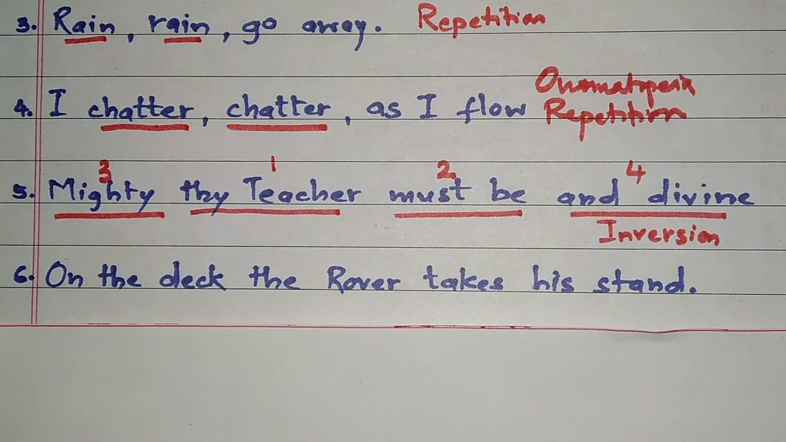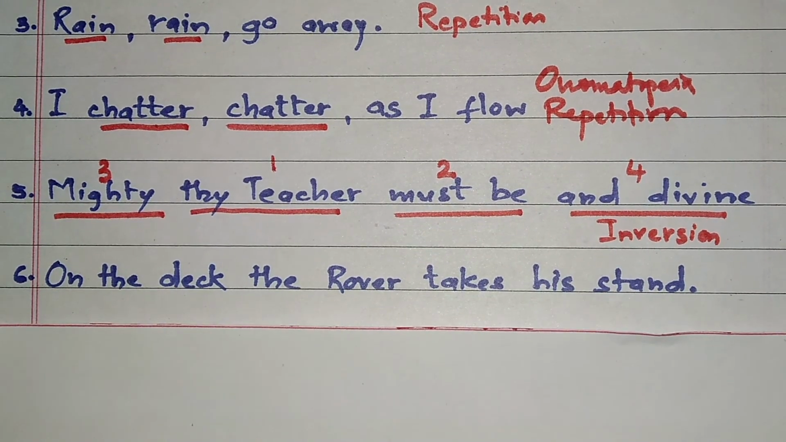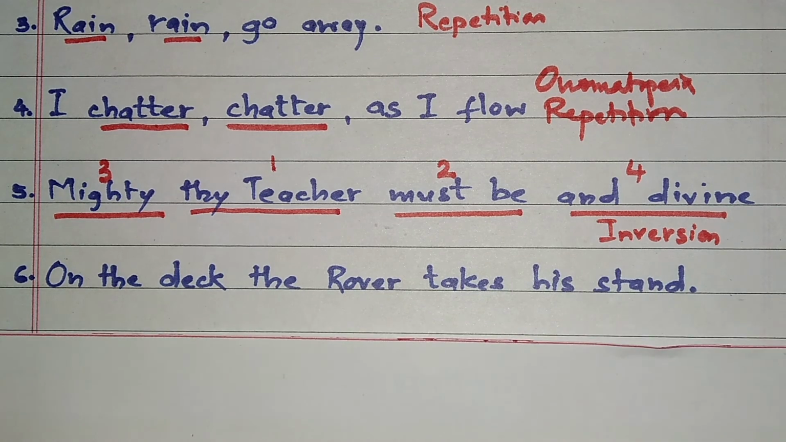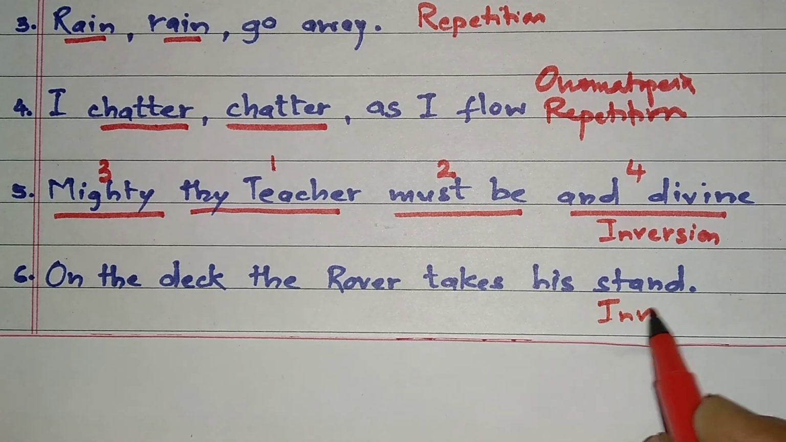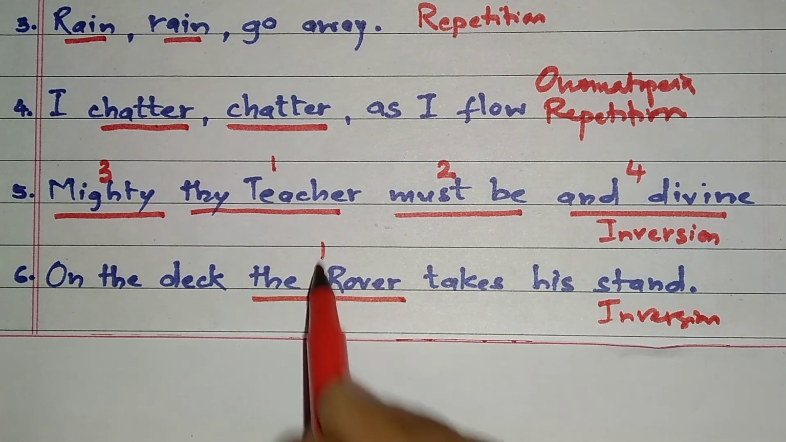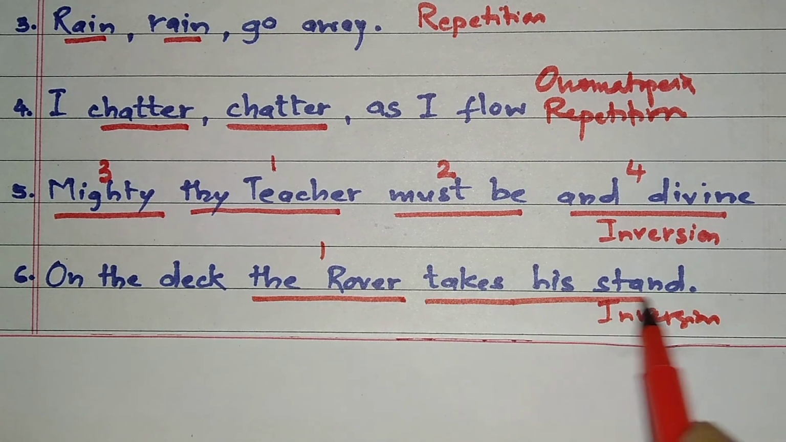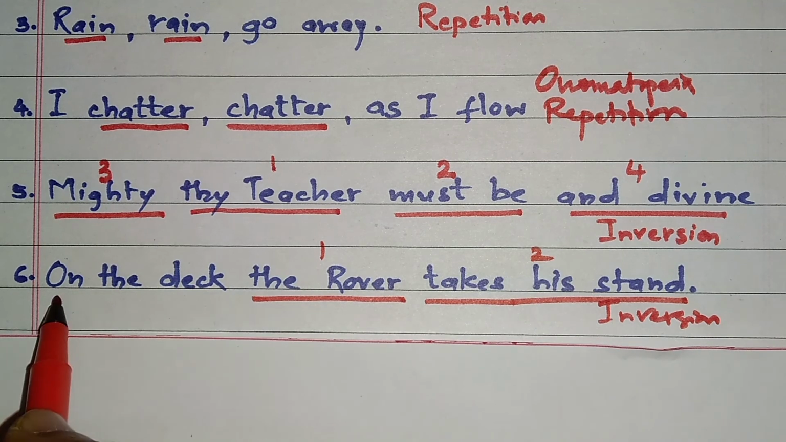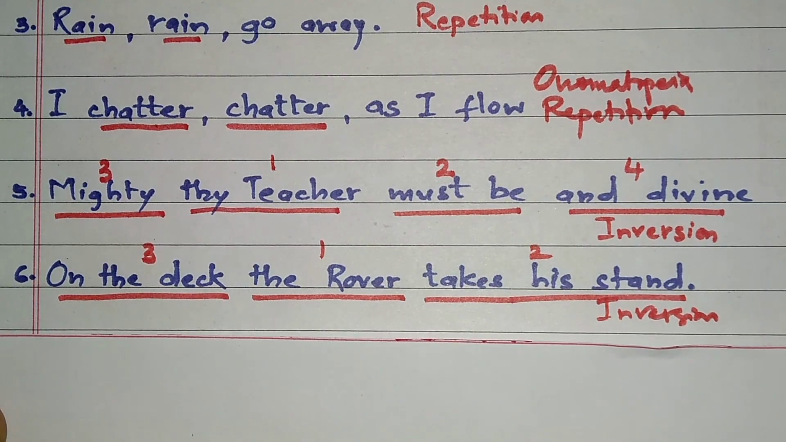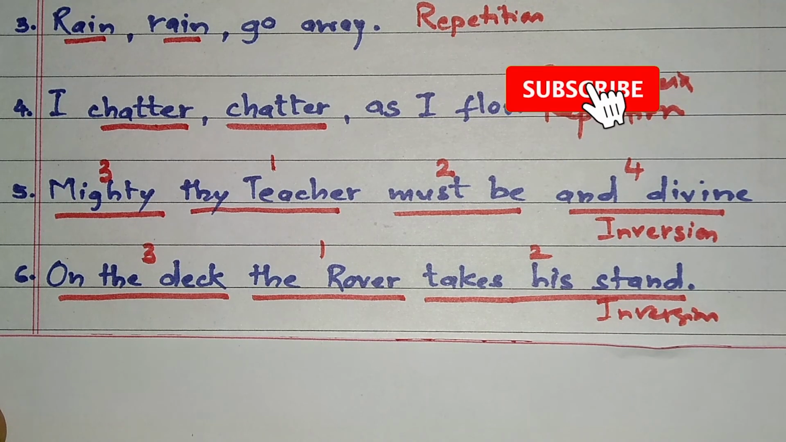Next line. On the deck, the rover takes his stand. Again, friends, the words are not in correct prose order, and therefore the figure of speech is inversion. So what is the correct prose order? The rover takes his stand on the deck. So friends, this was the video on repetition, inversion and onomatopoeia.